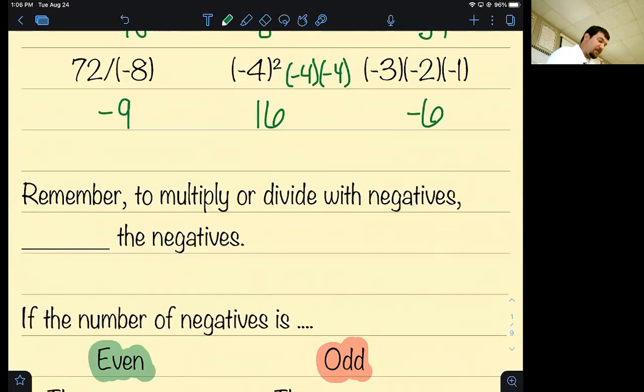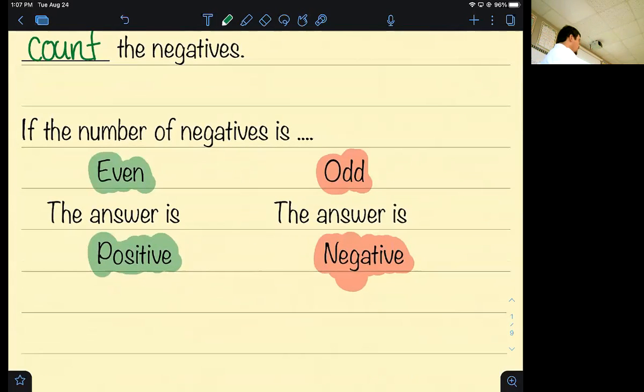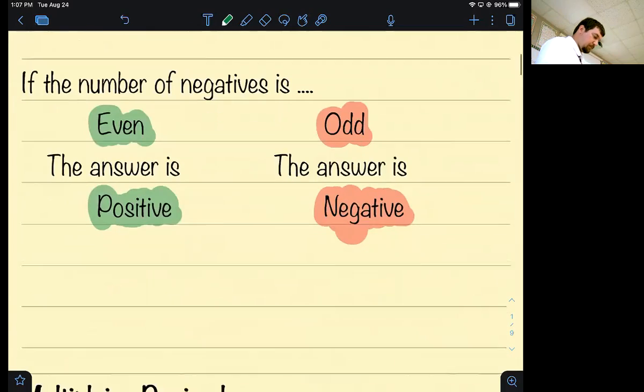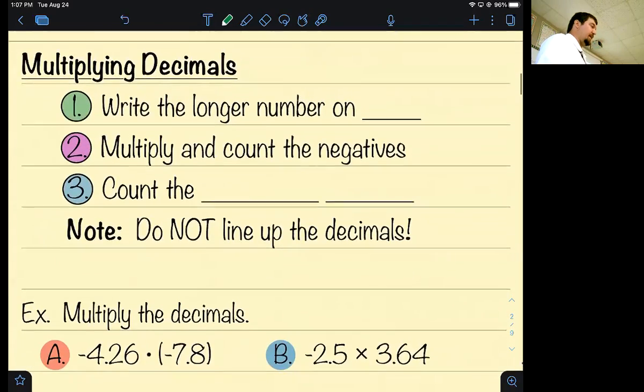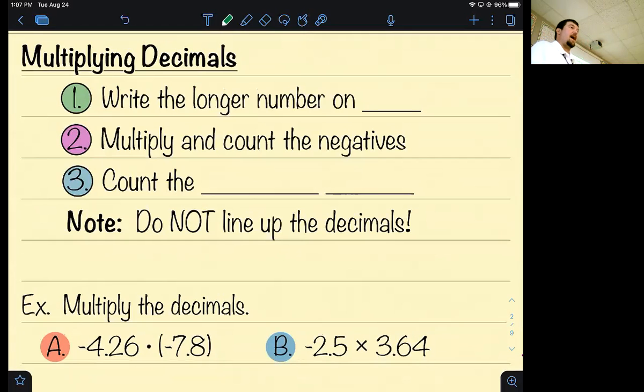So remember, to multiply or divide with negatives, all we have to do is count the negatives. When you count the negatives, you're either going to get an even number of them, in which case your answer is positive, or you'll get an odd number of negatives, in which case your answer is negative. Other than that, it's fractions and decimals as normal. So why don't we start with decimals? We did that yesterday. I also told you yesterday that I think working with decimals is easiest when you're adding and subtracting. Today, I think we'll find out that it's actually easiest to work with fractions when you're multiplying and dividing. So multiplying decimals, write the longer number on top.